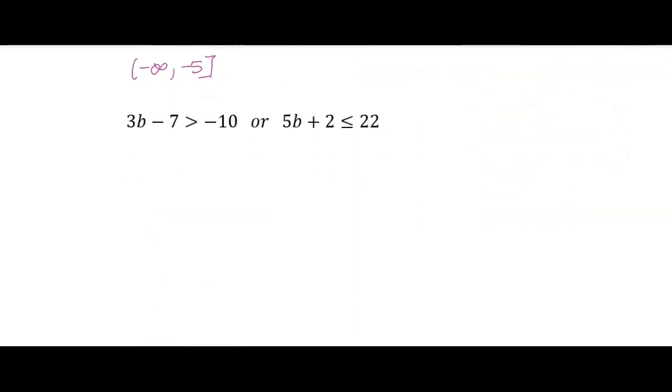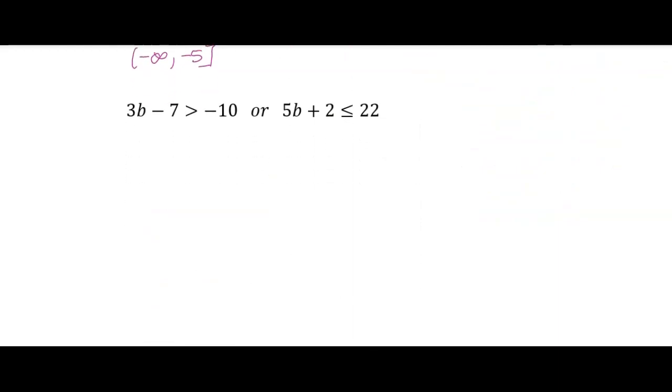Now, this one here is going to be a little tricky. Part of what makes this problem trickier is the fact that as we are solving each one of the two inequalities, they involve a little bit more work. Here, the two inequalities we're working with are more involved. Like this one here on the left, we're going to have to add 7 on both sides. That's going to give us 3b is greater than -3. And then we're going to divide both sides by 3.